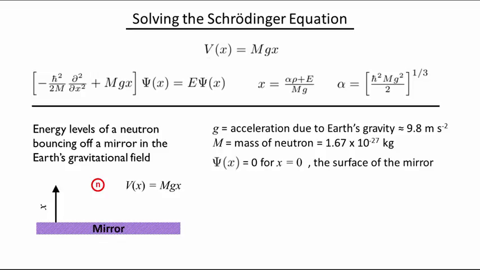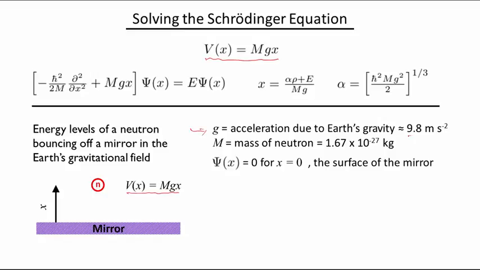So here we're going to describe this amazing neutron experiment. The starting point is something from freshman physics. V is equal to mgh, or V is equal to mgx. So the potential energy of the neutron is given by this form, where x is the distance going vertically off the surface of the mirror.